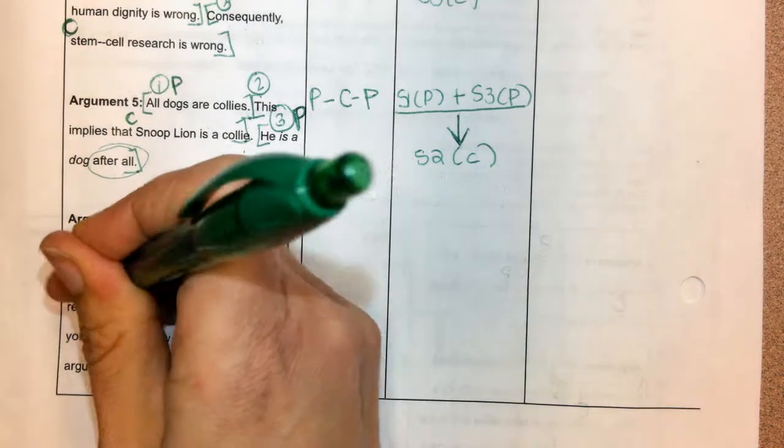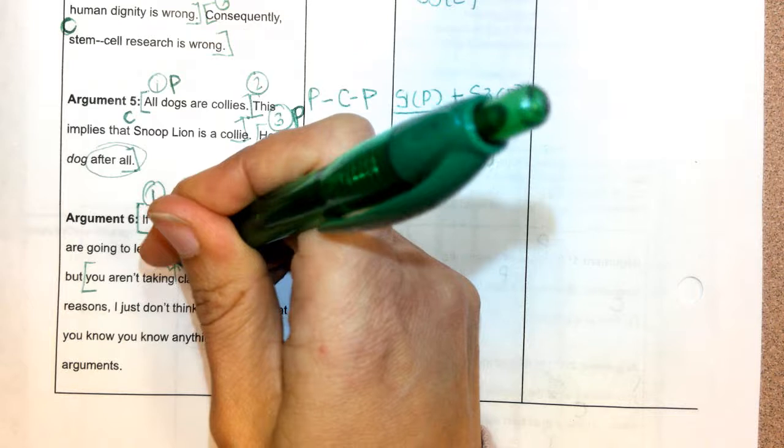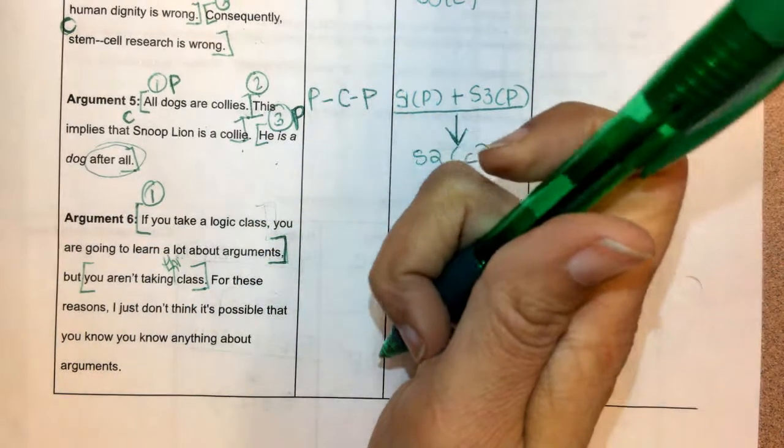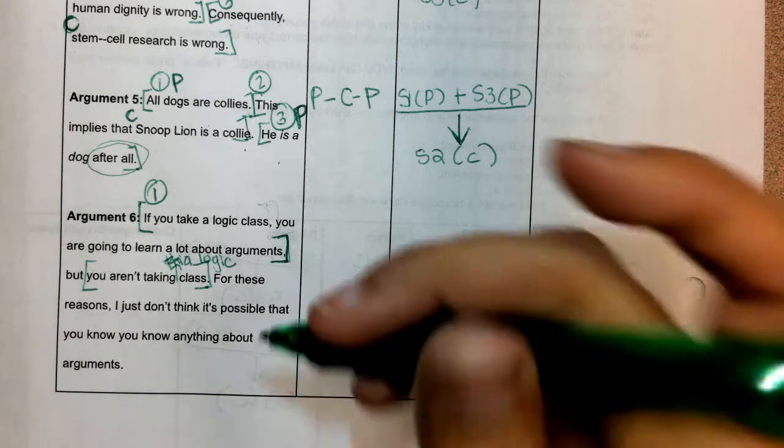The next statement is you aren't taking class. So really, there's a typo there. I apologize, I meant to say you aren't taking a logic class. Again, this may be a bad argument or a good argument. The premises may be true, they may be false, they may not really lead to the conclusion, but we're not focused on that right now. We're not evaluating, we're only analyzing. So this is statement 2.